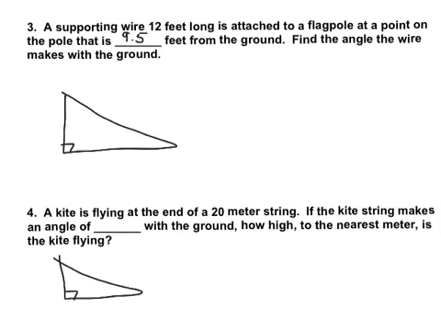Remember, we had to do that two lessons ago. And then for the fourth problem, a kite is flying at the end of a 20-meter string. If the kite makes an angle of 54 degrees with the ground, how high to the nearest meter is the kite flying? Again, I want you to set these up and see if you can solve them, and we'll check them in class.